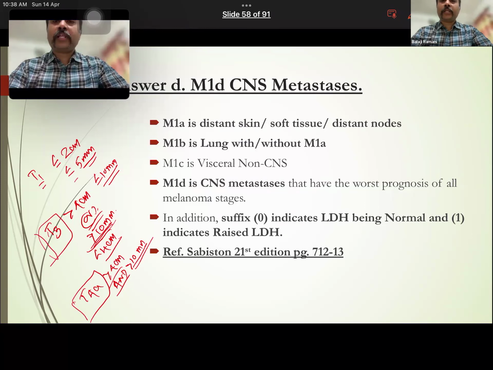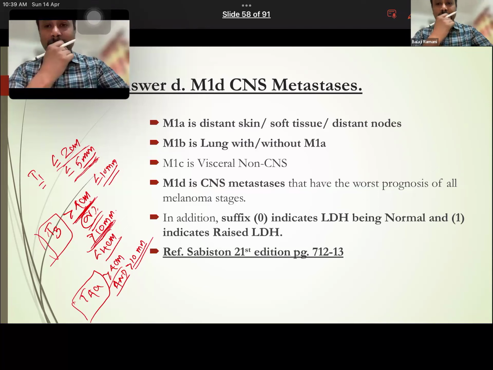That is, the depth should be 5 millimeter or less, and size should be less than or equal to 2 centimeter. T3 is going to be more than 4 centimeters or more than 10 millimeter. One of these two factors should be present. Either the size is more than 4, but the depth is less than or equal to 10. Or the depth is more than 10, but the size is less than 4 centimeters. Okay, that will come under the T3 lesion.